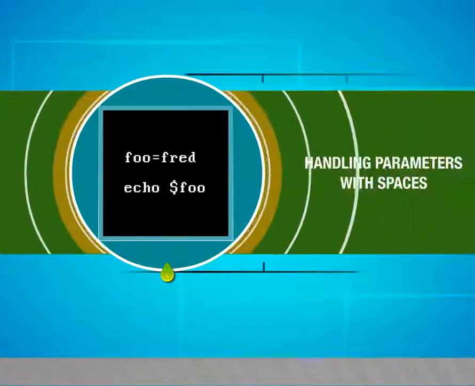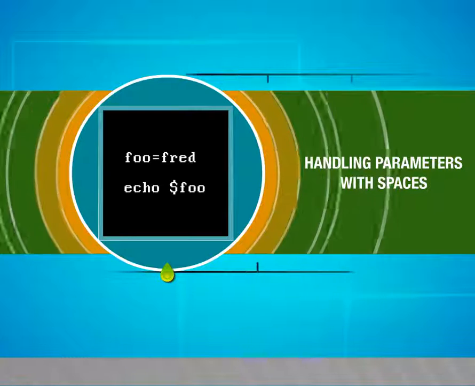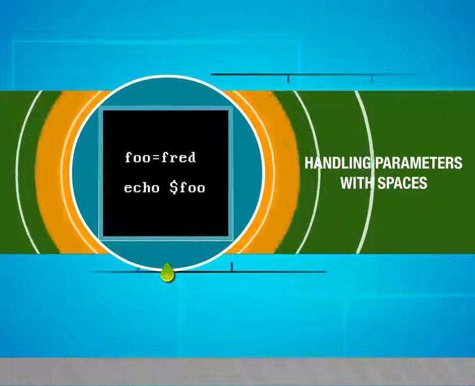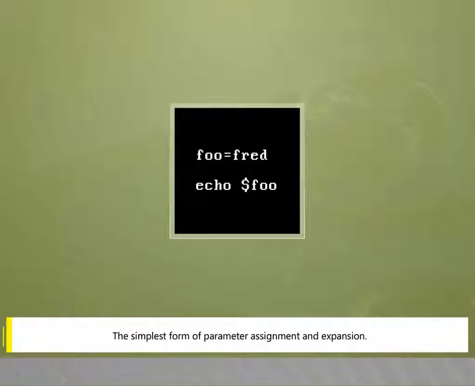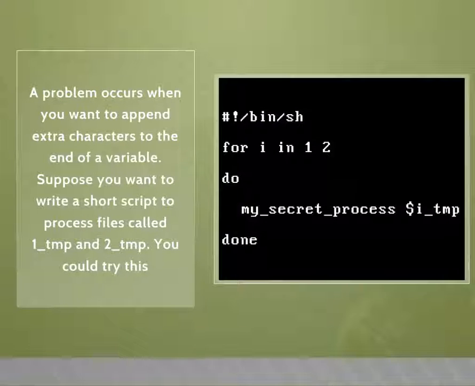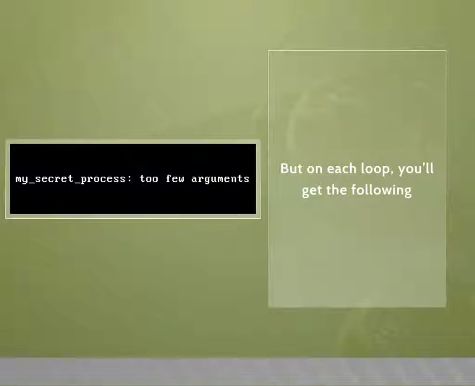Handling parameters with spaces. In this video, we are going to see about handling parameters with spaces. Here is the simplest form of parameter assignment and expansion. A problem occurs when you want to append extra characters to the end of a variable. Suppose you want to write a short script to process files called 1_temp and 2_temp. You could try this. But on each loop, you will get the following.